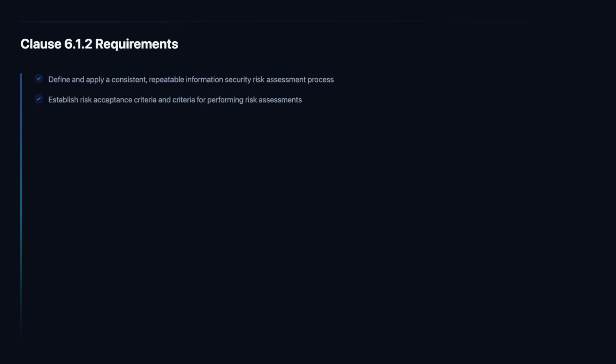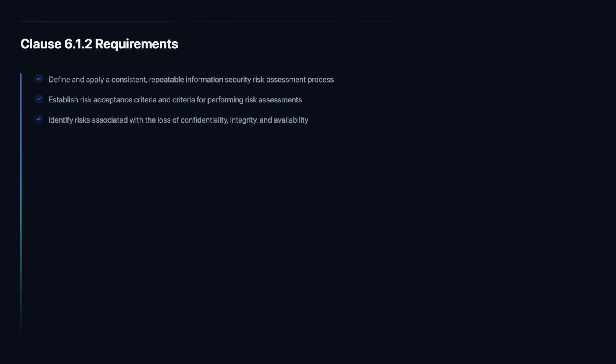Risk criteria define the benchmarks against which risk levels are evaluated. Risk acceptance criteria define the threshold below which residual risk is considered acceptable to the organization and no further treatment is required. Risk assessment criteria define the scales used for likelihood and impact estimation. Establishing these criteria before conducting the risk assessment, not after, is essential for ensuring that risk evaluation is objective and consistent rather than shaped by the desire to reach a predetermined conclusion about which risks need treatment.